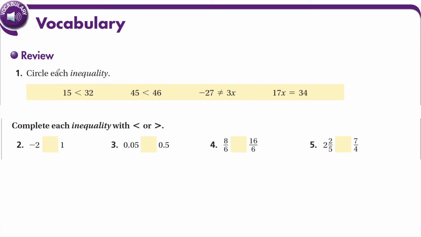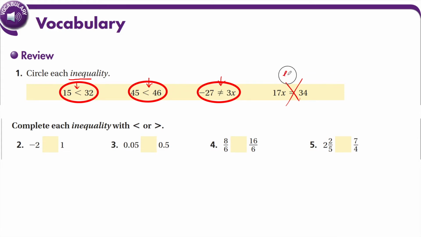Can you circle each inequality? Now remember, in order for something to be an inequality, it needs to be unequal, alright? So it can't be something that represents any form of equal sign. So this is going to be the less than symbol, therefore this is an inequality sign. We have another less than symbol right here, so this is also an inequality. And this is literally saying not equal, so again, it is going to be an unequal sign. And last but not least, this is an equal sign, so therefore we can mark this off. We know that that is going to be called an equation.